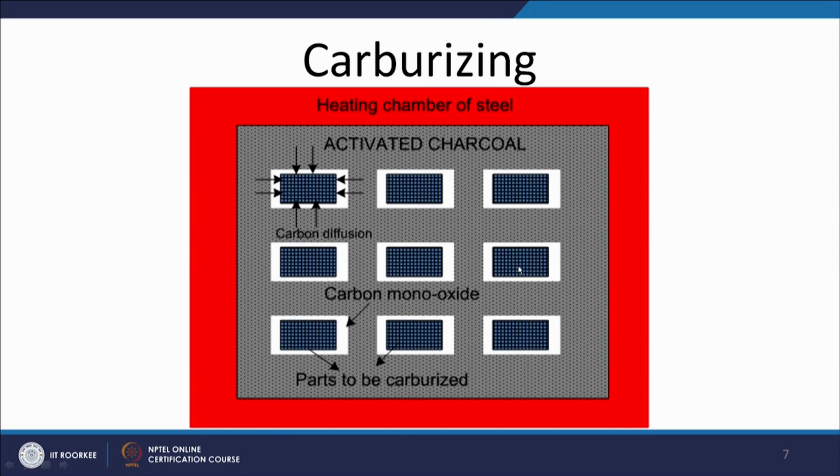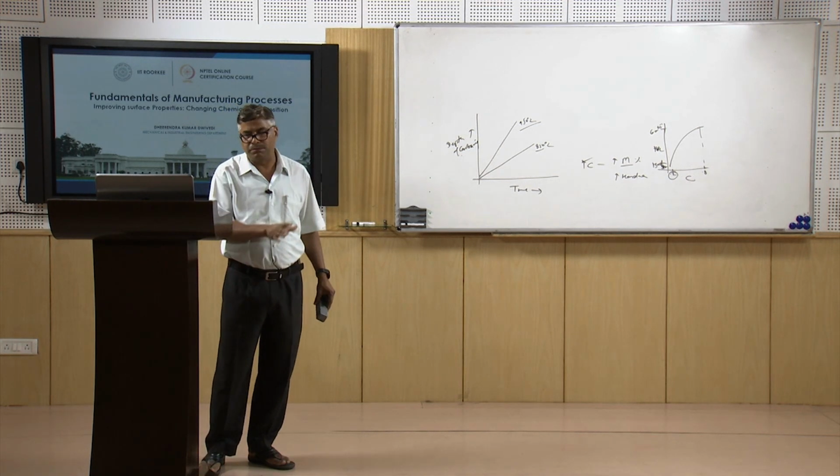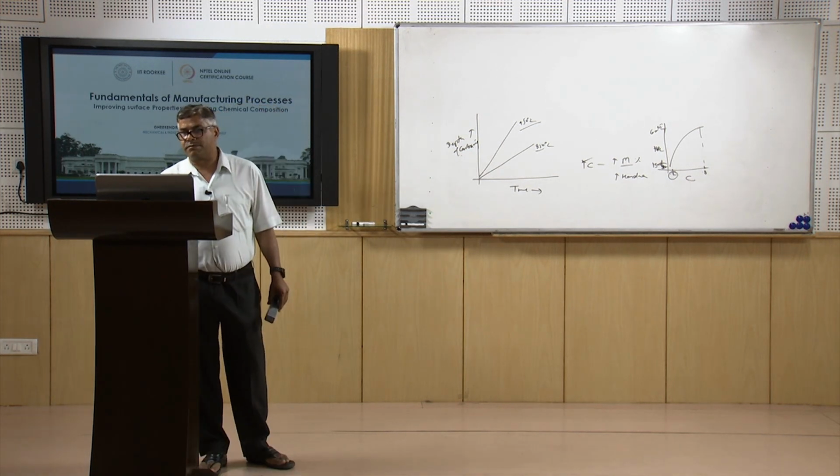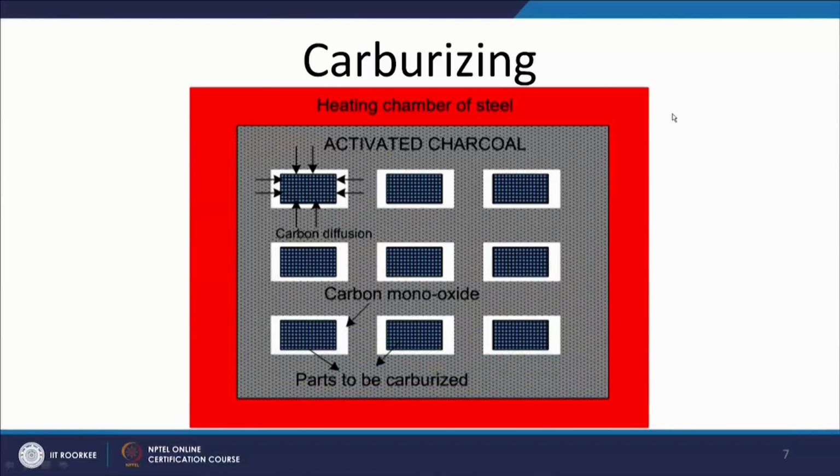There are three ways of carburizing. One is solid carburizing, also known as packed carburizing, then liquid carburizing and gas carburizing. In all these cases the concept is the same, where a carbon-rich environment is created around the component so that carbon can diffuse into the surface. In packed or solid carburizing, a steel chamber is filled with charcoal, and a limited amount of oxygen leads to the formation of carbon monoxide, which decomposes into carbon and oxygen, and that leads to the enrichment of carbon in the component being modified.